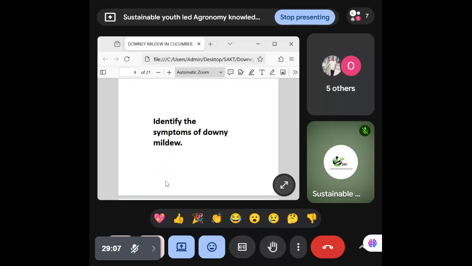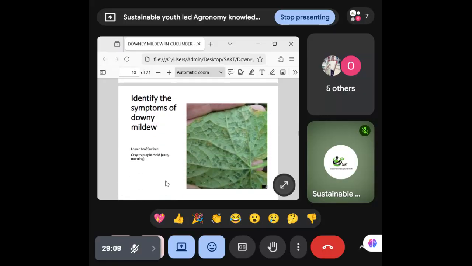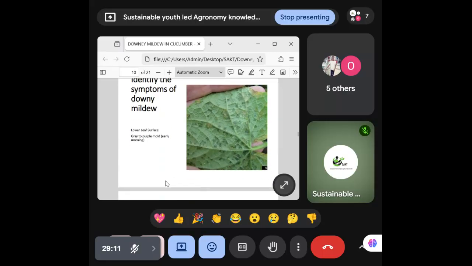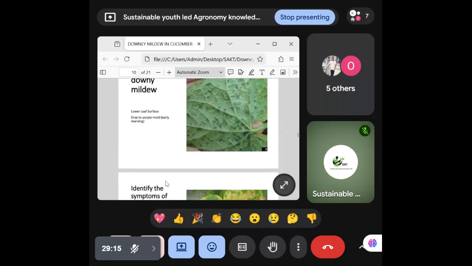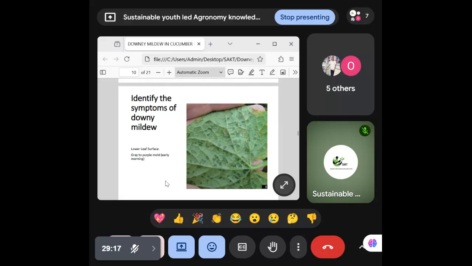Identifying the symptoms of Downy mildew. I think I've talked on that before, so let's just see how we identify it. Like I said before, when you are scouting on your farm, I don't know if everybody can see this slide.